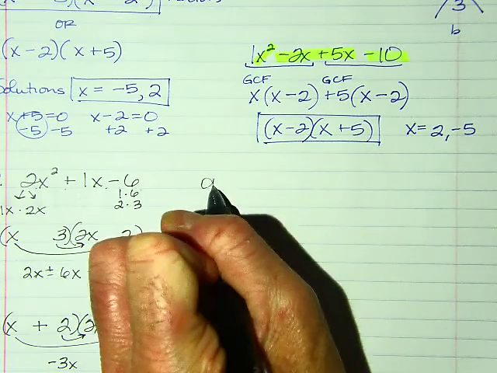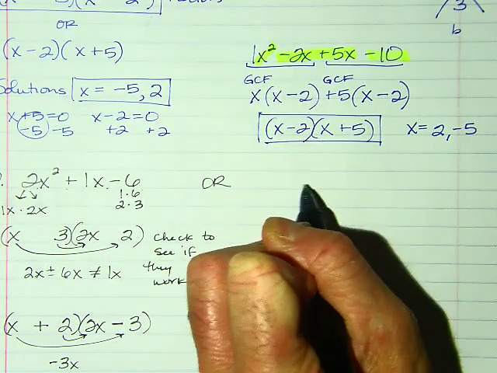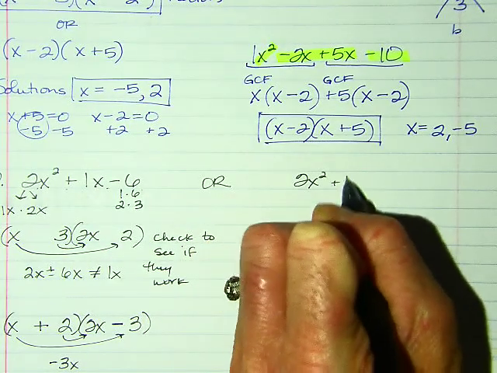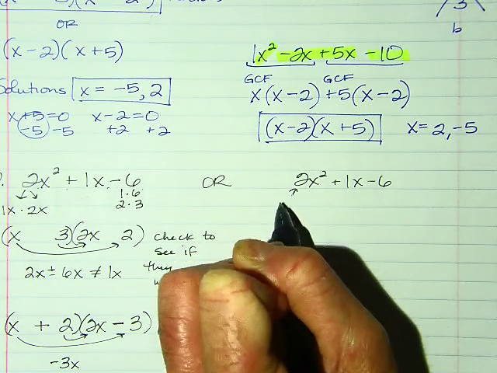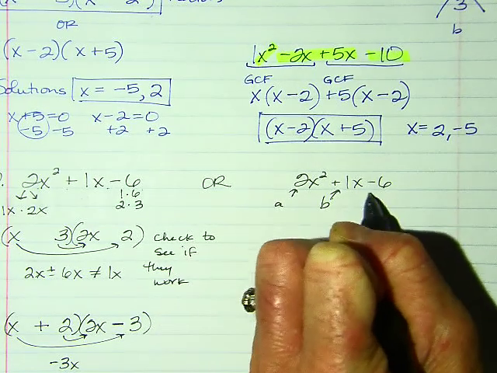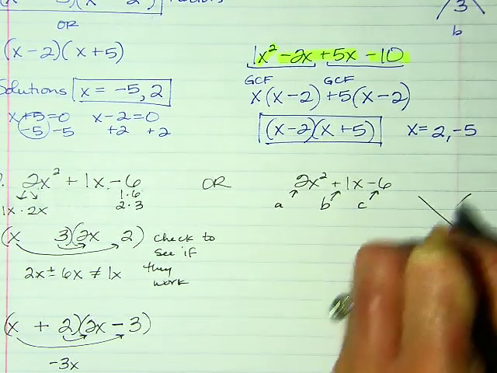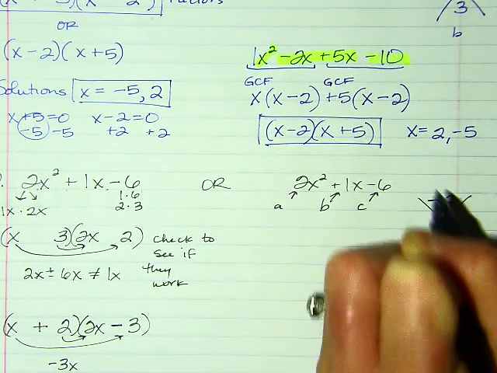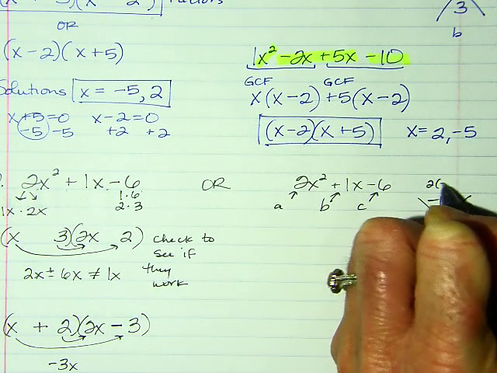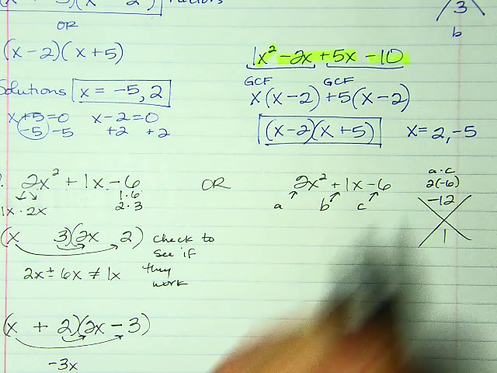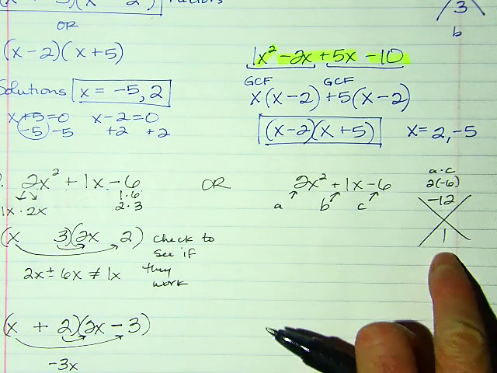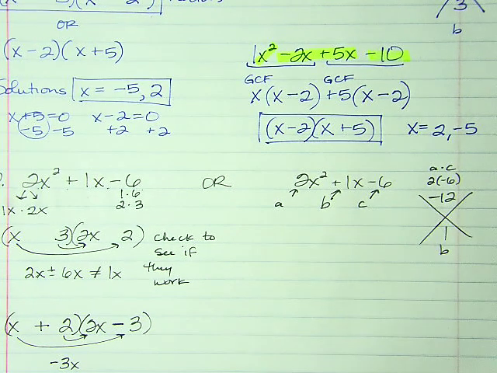Now, this might be really nice where the grouping method works. So remember on the top, grouping. So the next method, 2x squared plus 1x minus 6. That's A, that's B, that's C. So this is negative 12 and 1, because up here should be 2 times negative 6, A times C. The bottom should merely be your B term. So factors of negative 12, right?